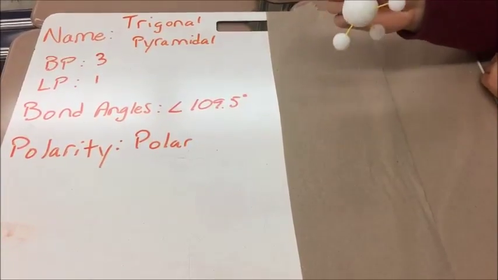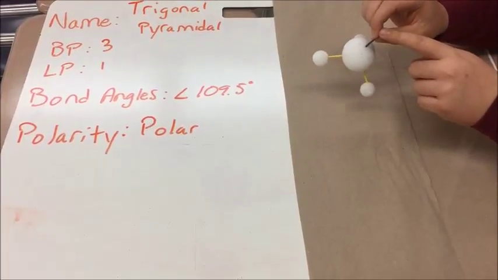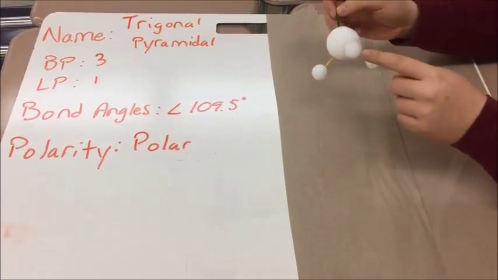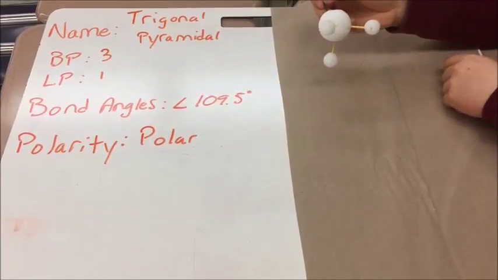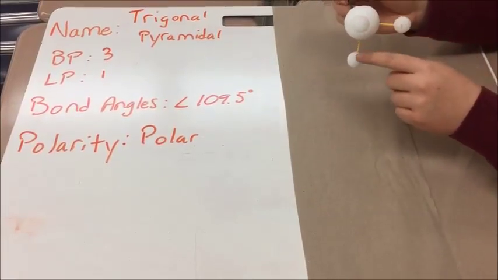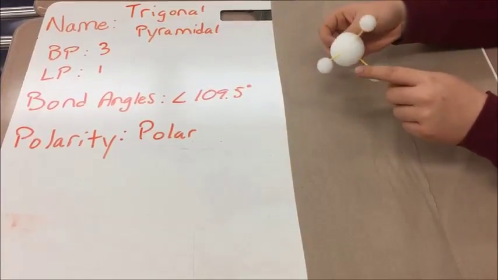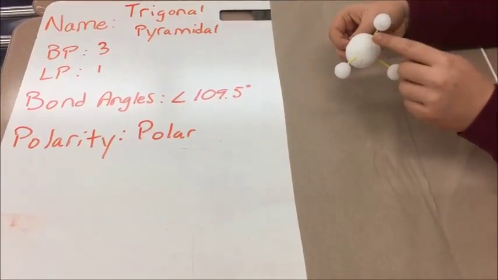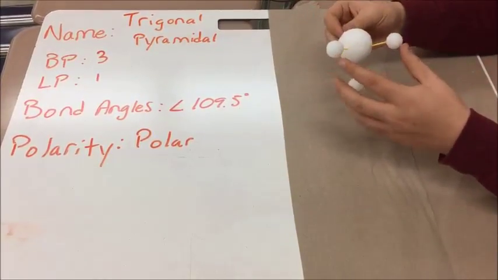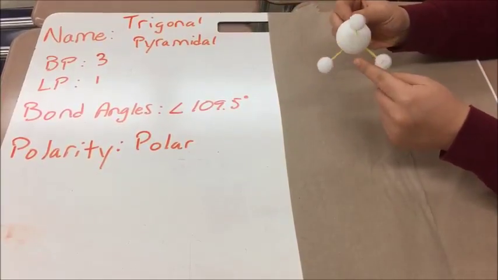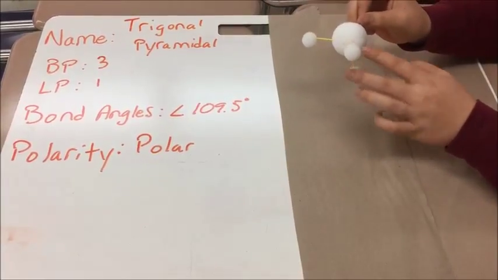This is trigonal pyramidal because there are 3 bonded pairs and 1 non-bonded pair, and it makes a triangle and has a pyramid shape to it. Like I said, there are 3 bonded pairs and 1 non-bonded pair, and the angles are less than 109.5 degrees from each other. It is polar because the charge from these 3 is focused about right here, and the charge from the nucleus is at the nucleus, and they do not cancel out.